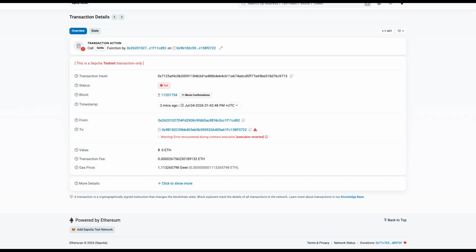And here it is on chain too. The same settle call on the fixed vault. Status fail. Solidity's checked math caught the underflow and reverted. One deleted keyword, and the attack is a failed transaction on the explorer.